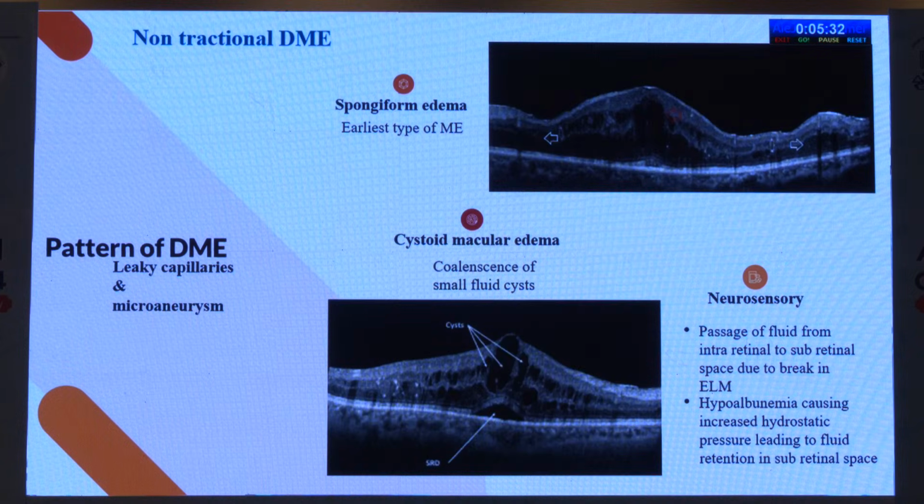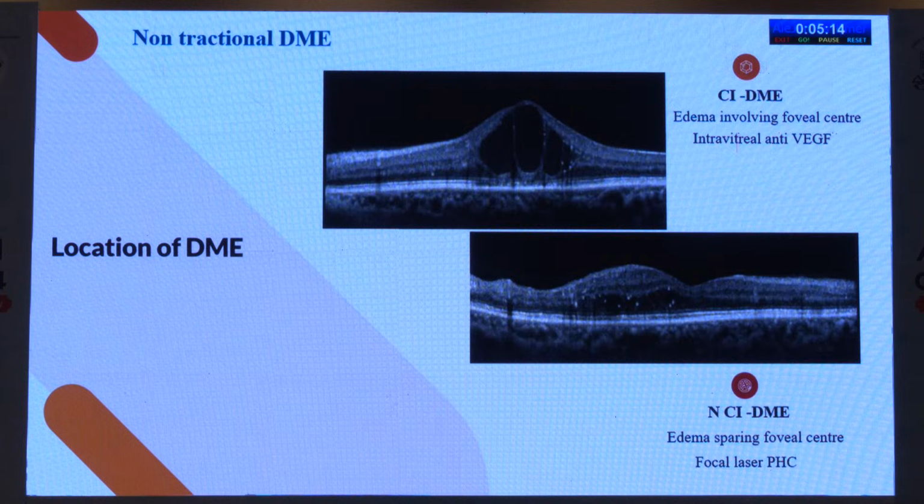Of non-tractional DME, spongiform edema is the earliest type of edema. You will find small cystic spaces, a schisis kind of thing, and when these small cysts coalesce to make a large cystic space, we call it cystoid macular edema. When this fluid, through a break in the ELM, accumulates in the subretinal space, we call it neurosensory detachment.